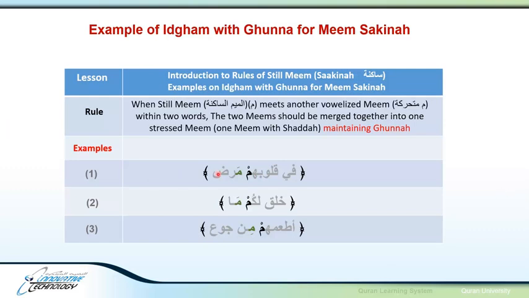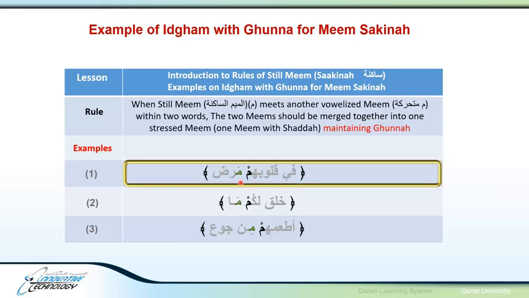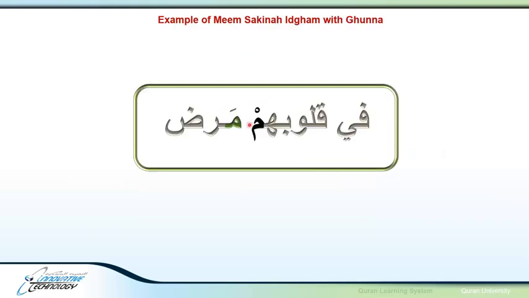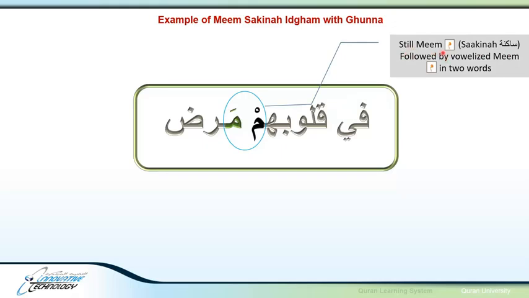We'll start with the first example. في قلوبهم مرض. We find there's a Meem Sakinah here, followed by a Meem with haraka, in this case a fatha. So the Meem Sakinah was followed by a vowelized Meem in two words, the first Meem in the first word, the second Meem in the second word.